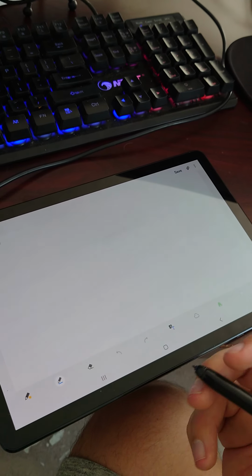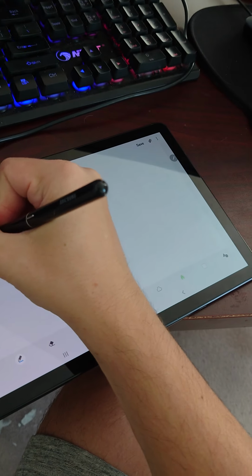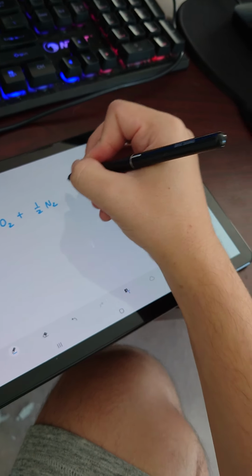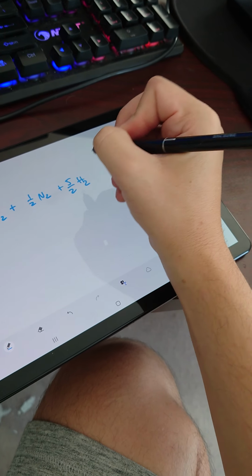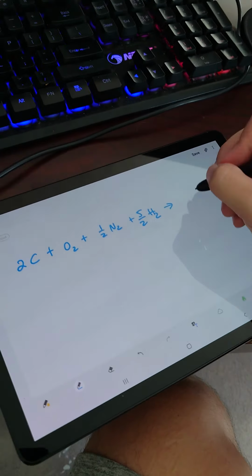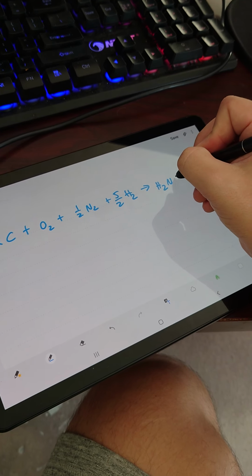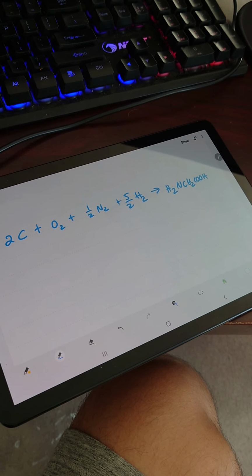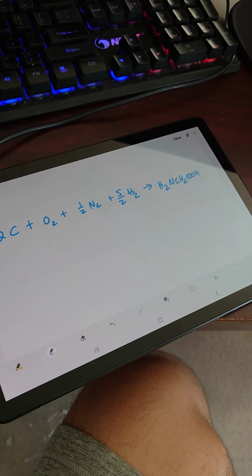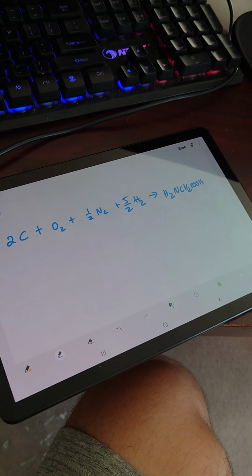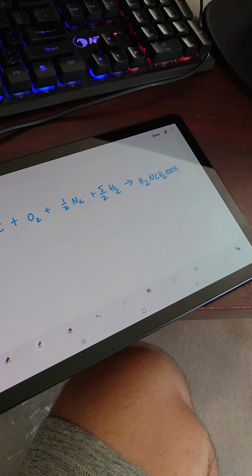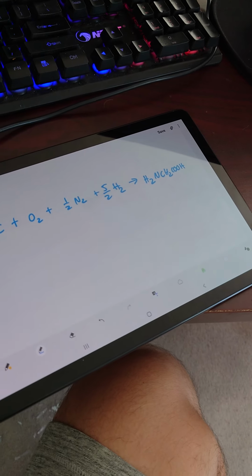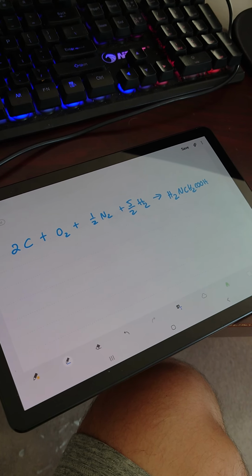Equation balancing time. We have 2C plus O2 plus half N2 plus 5 halves H2 turns into, oh my goodness, H2N CH2COOH. Okay. And in terms of balancing, let's see what we've got here. It looks like it's actually already balanced. It just needs to be tweaked a little bit such that we don't have those fractions, right?